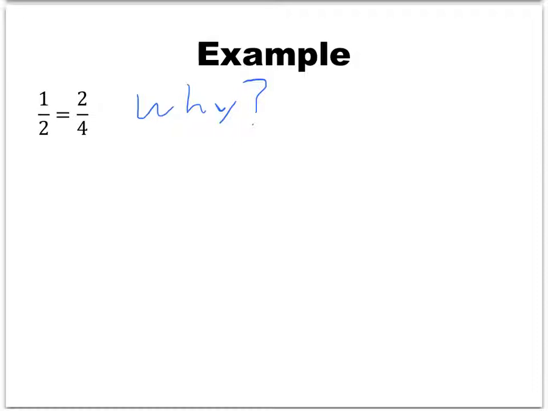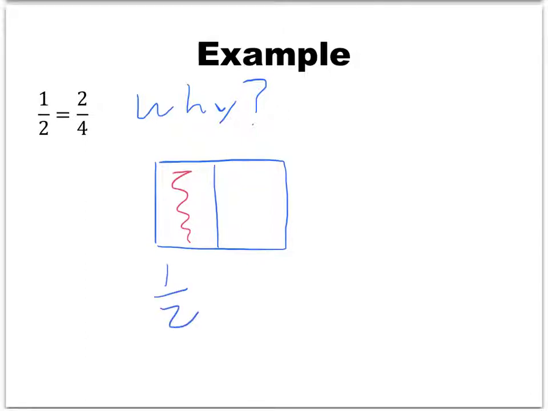Well, let's illustrate why they're equal using a simple picture. So let's draw a picture of the fraction 1/2. So the fraction 1/2 means we're going to take our whole, and let's just use this box here to represent the whole. 1/2 means we're going to divide that up into two equal pieces, and then we are going to select one of those pieces. So that piece right there represents 1/2.